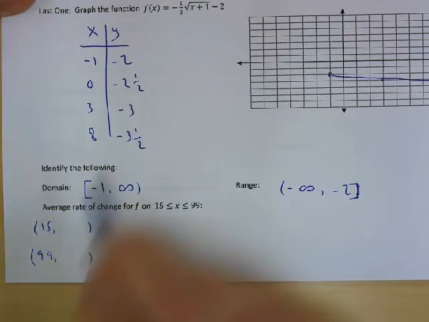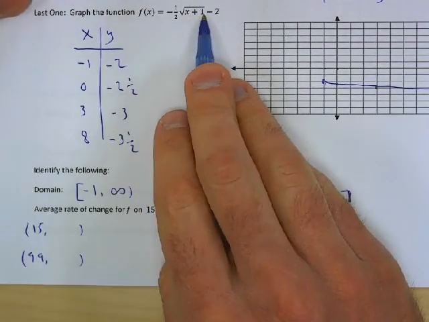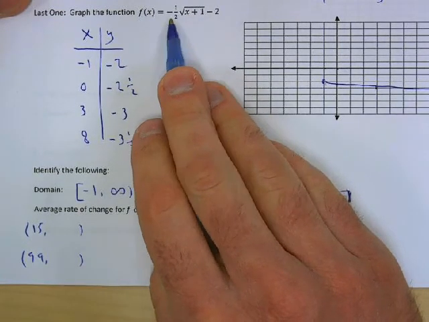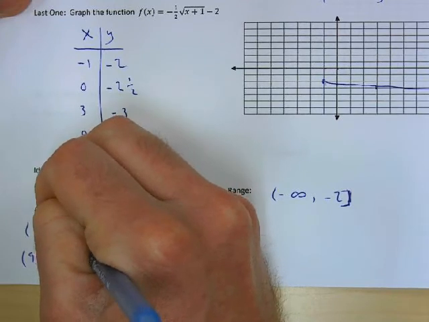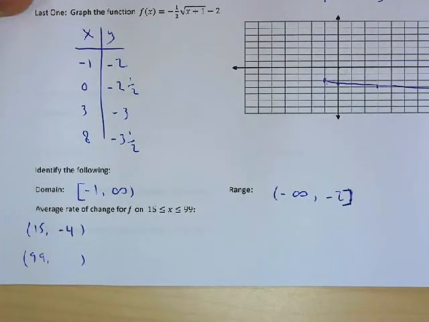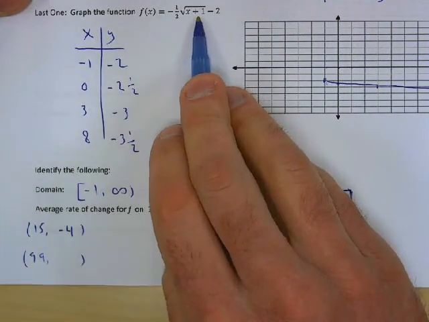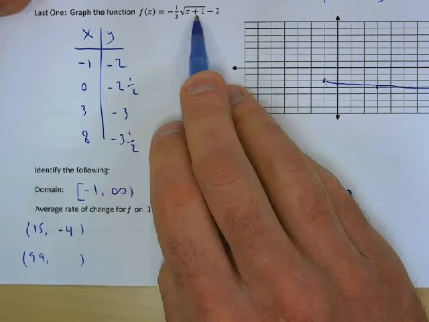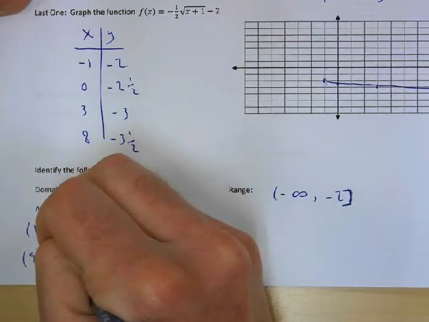Let's plug in 15 to my function. If I plug in 15, 15 plus 1 is 16, so good, that's a perfect square. Square root of 16 is 4, times negative 1/2 is negative 2, minus 2 is negative 4. So that would have been our next point. And then next, if I plug in 99, 99 plus 1 is 100. Good, that's another perfect square. Square root of 100 is 10, times negative 1/2 is negative 5, minus 2 is negative 7.